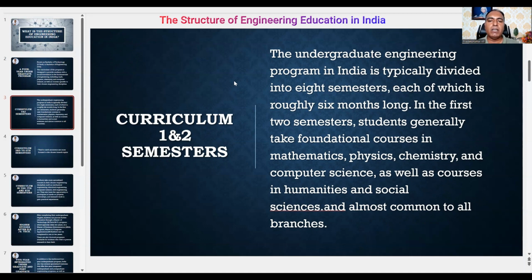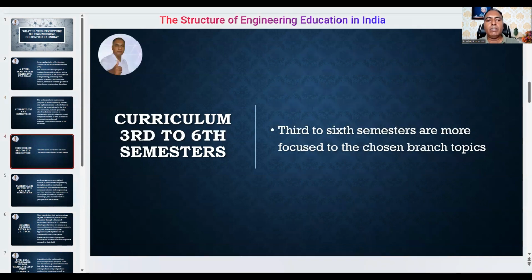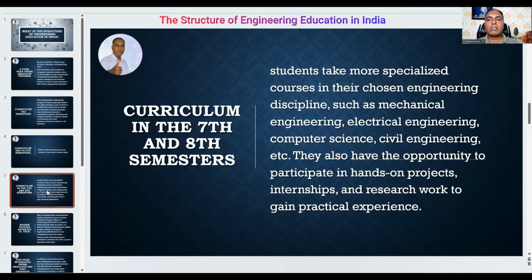In the first 2 semesters, students generally take fundamental courses in mathematics, physics, chemistry, and computer science, as well as courses in humanities and social sciences, and these first 2 semesters are almost common to all the branches, all the engineering disciplines. In the 3rd to 6th semester, the subjects of the specific engineering branch will be covered in detail. Then in the fourth year, that is the 7th and 8th semester, students take more specialized courses in the chosen engineering discipline, such as mechanical engineering, electrical engineering, computer science, civil engineering, etc.